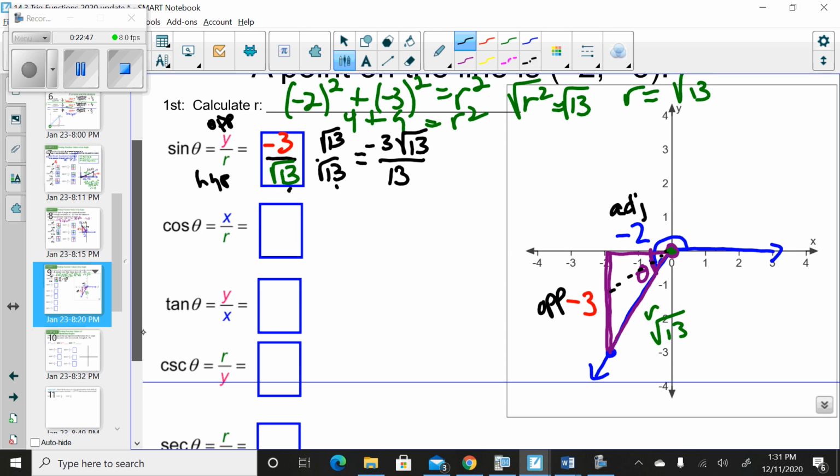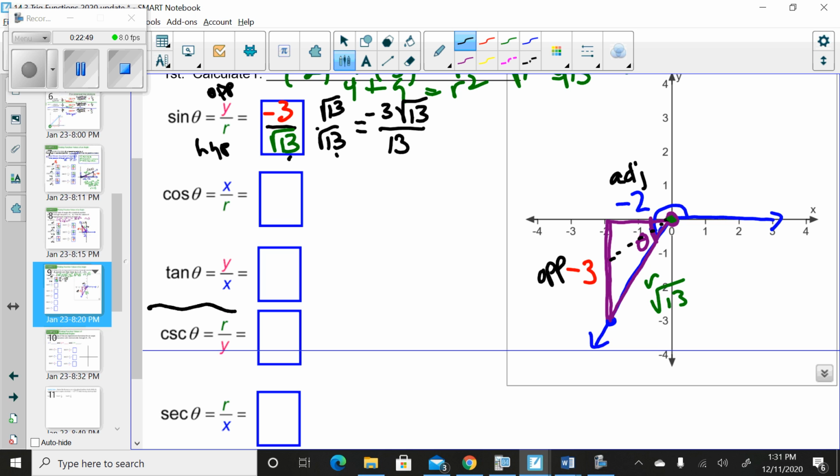Okay, now which one on the bottom here is the reciprocal? I'm going to kind of draw a line here of sine. Well, that's cosecant. So I'm going to go ahead and do that one right away here. So remember, sine was -3 over square root of 13. We're going to do the reciprocal. So that means it's going to be square root of 13 over -3. Now notice here, I don't have to worry about doing the rationalizing because there's not a radical in the denominator, which is great.